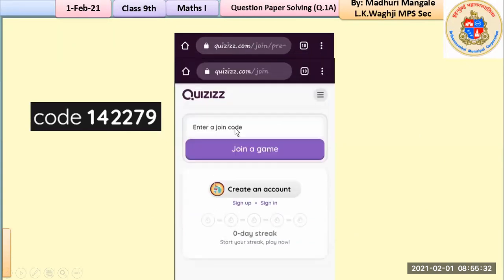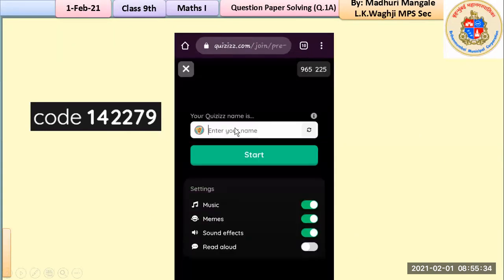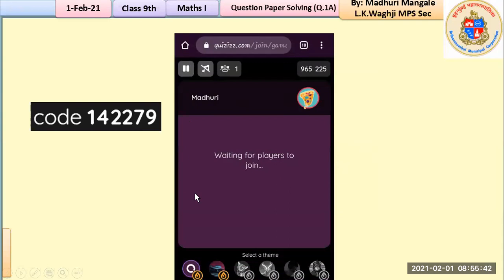Once you enter the code, it will ask you for a name. Once you enter the name, also enter your school name, and then click on start. You will be here on the dashboard. I can hear already participants are joining.